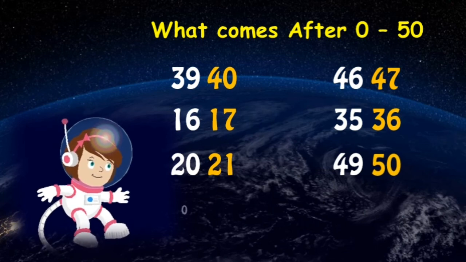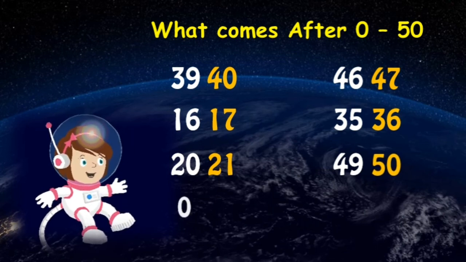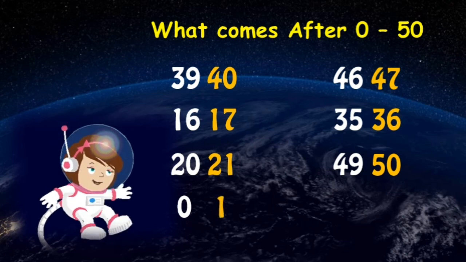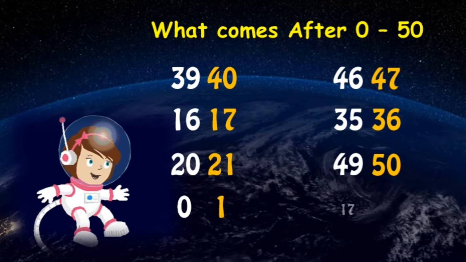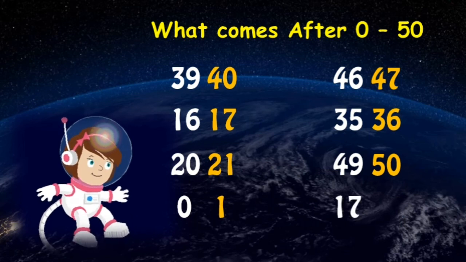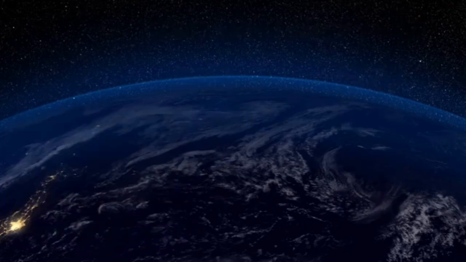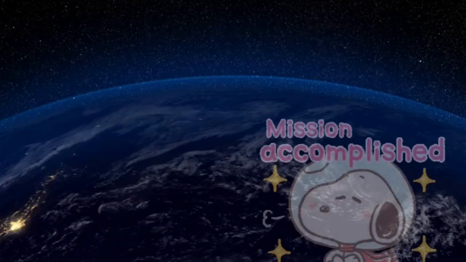What comes after 0? 1. The number 1. What comes after the number 17? 18. Excellent job, children. That's all for now, children.